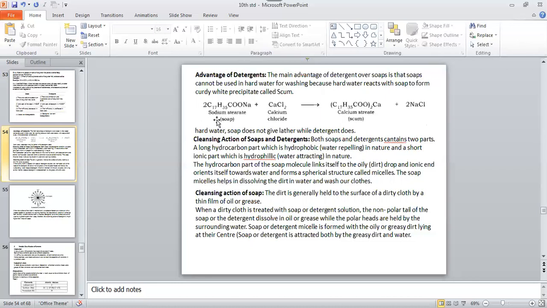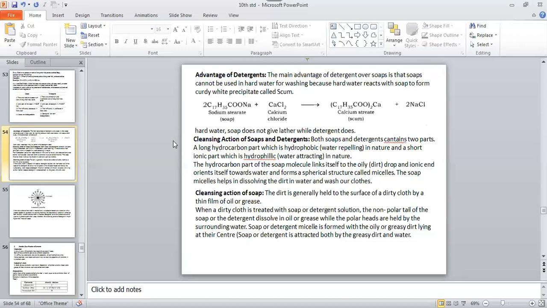Chemically, the reaction is two molecules of C17H35COONa, sodium stearate, it is soap, an example of soap. It reacts with calcium chloride, which is present in hard water, and forms calcium stearate and NaCl as a side product. With hard water, soap does not give lather, that is the foam, while detergent gives the lather or the foam.